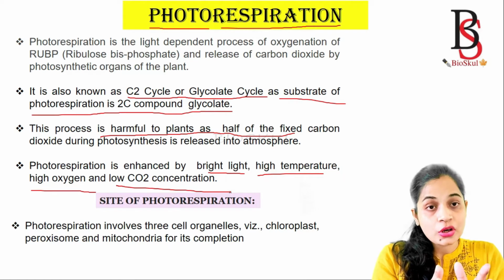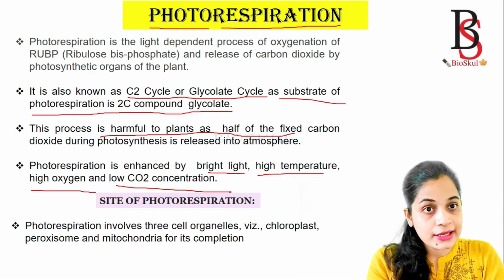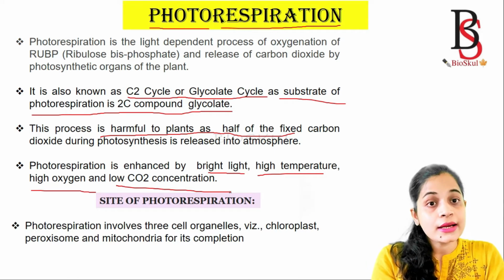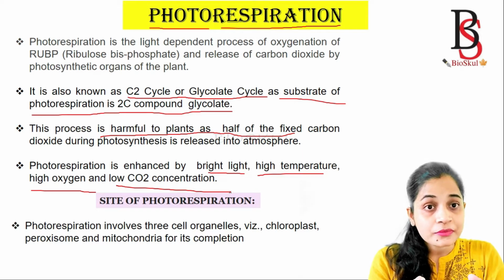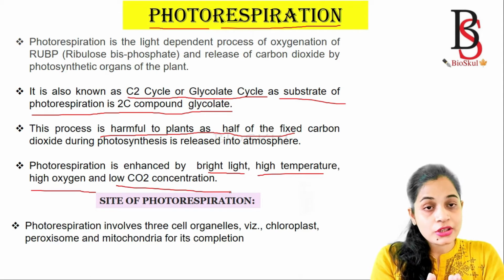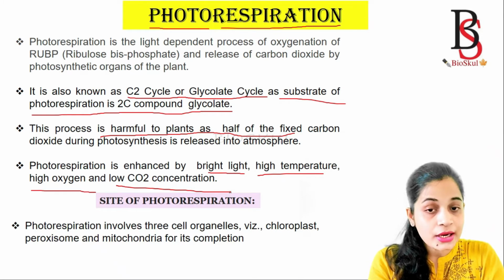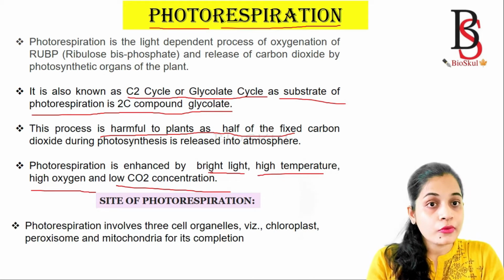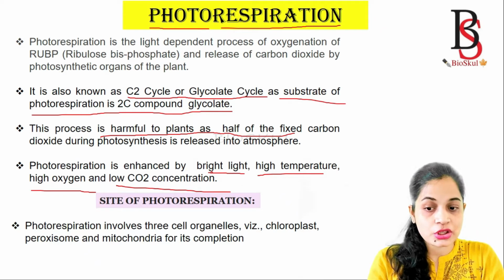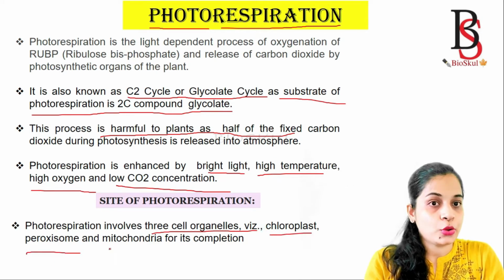As a result, the concentration of oxygen inside the plant increases, and the carbon dioxide is used in the Calvin cycle, so the carbon dioxide concentration also gets lowered. In that condition, when the concentration of oxygen is higher and the concentration of carbon dioxide is lower, the plant undergoes photorespiration. Now we'll see where photorespiration takes place, that is, the site of photorespiration. Photorespiration involves three cell organelles. The first one is the chloroplast, then peroxisome and mitochondria.